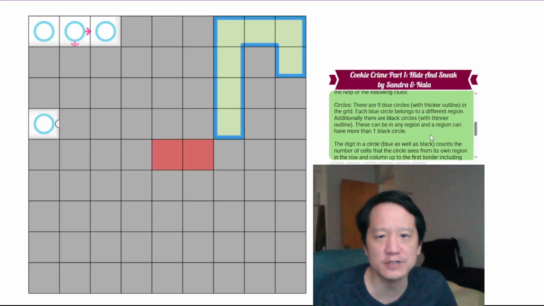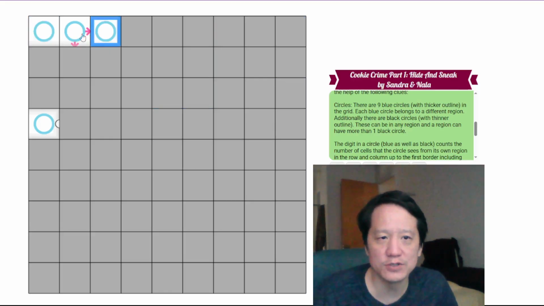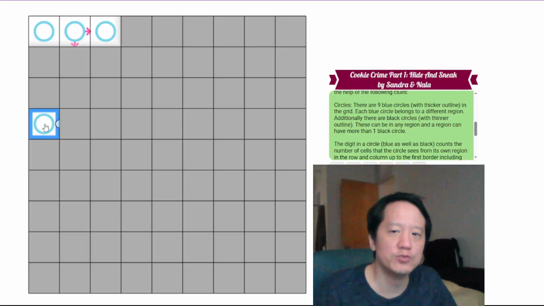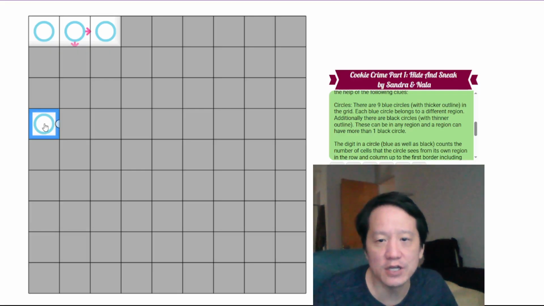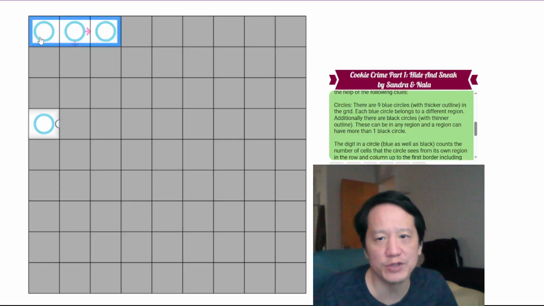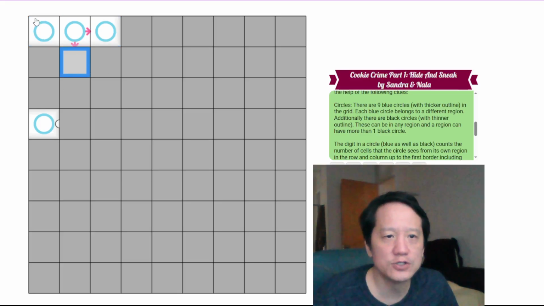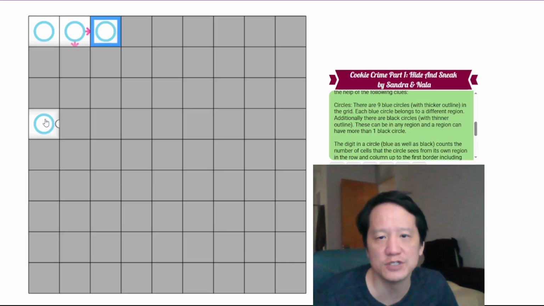Now, to determine these orthogonally connected regions, what do we have? We have circles. There are 9 blue circles with thicker outlines in the grid. So these are the circles. Each blue circle belongs to a different region. And additionally, there are black circles with thinner outlines. So each of the 9 blue circles belongs to a different region. So this must be a different region than this, which must be a different region than this, which must be a different region than this.